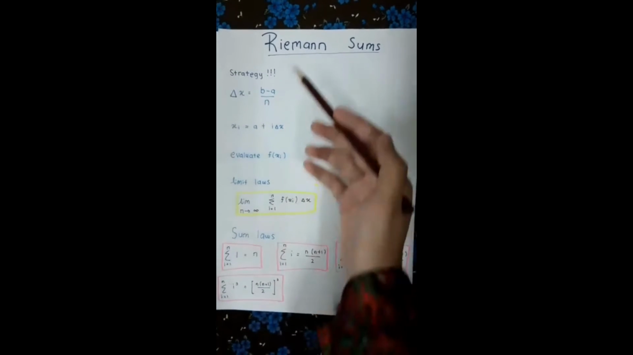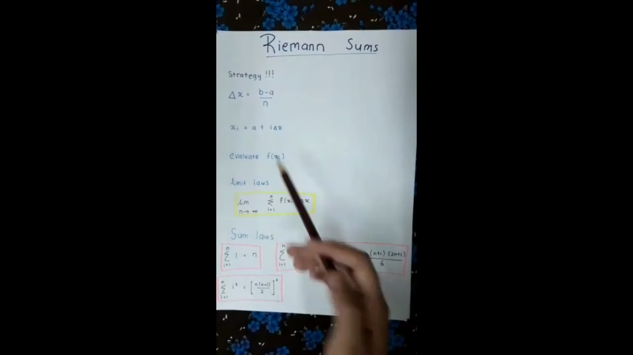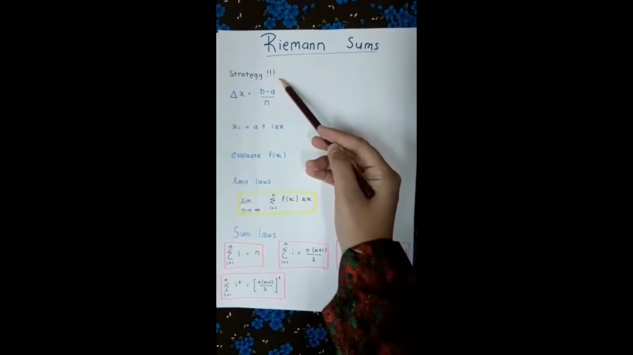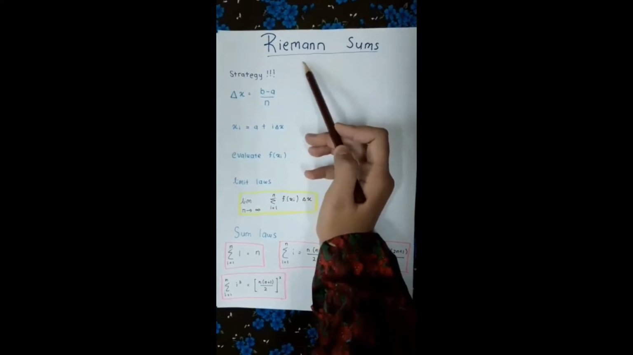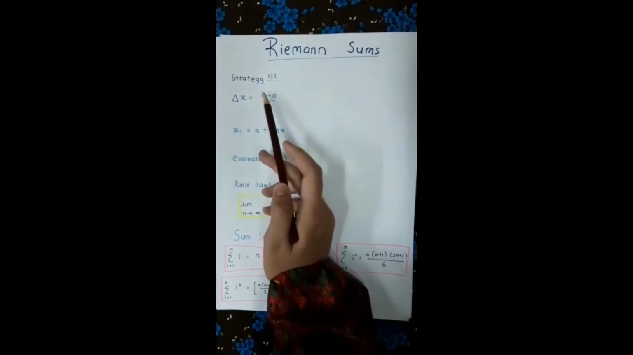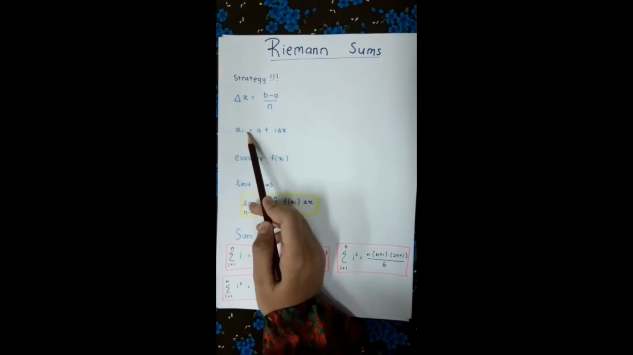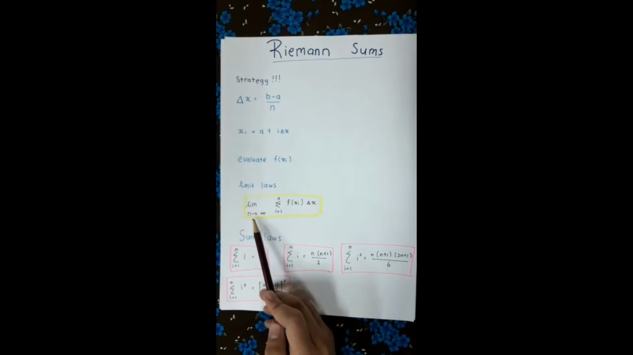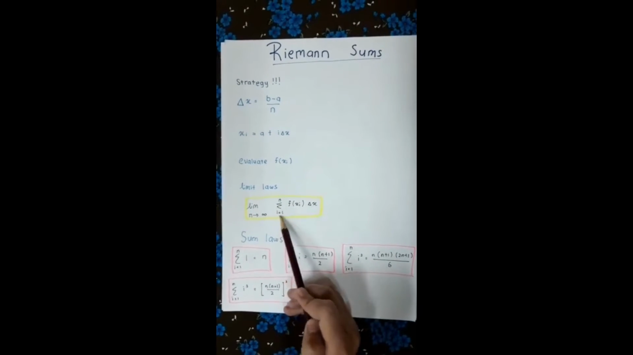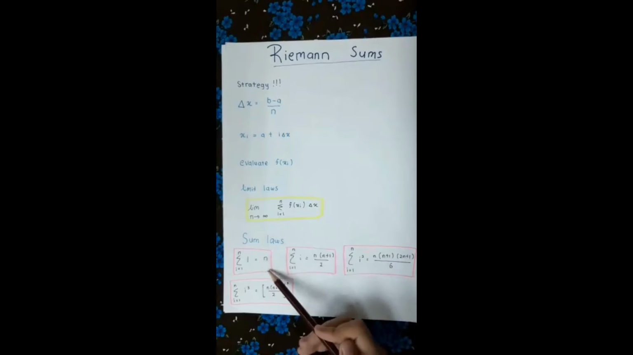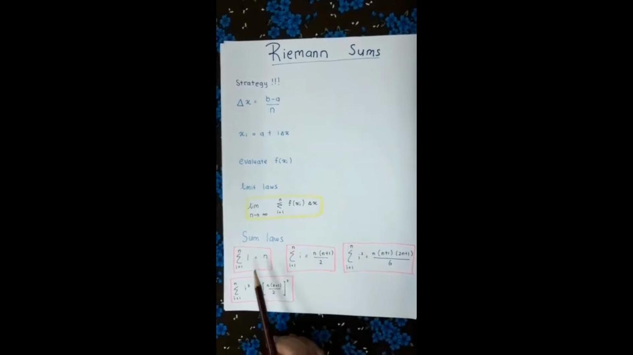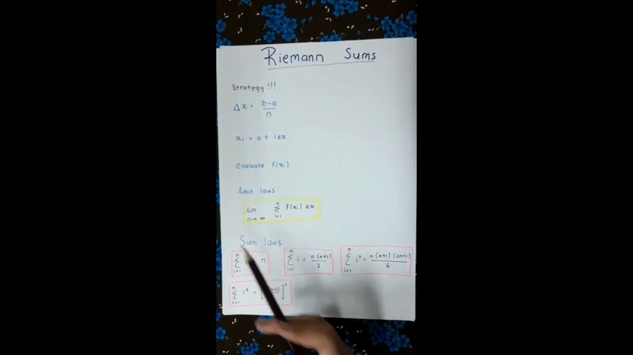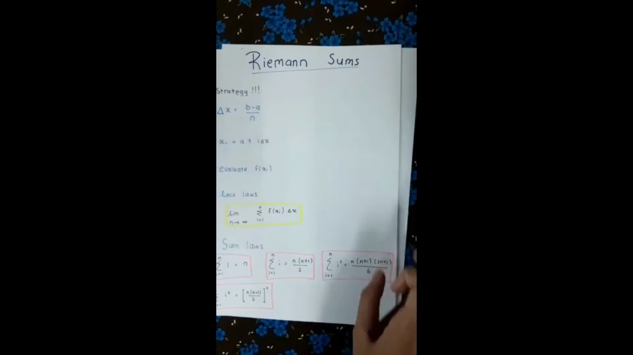Before we go to the first example, I would like to explain we have actually 5 strategies to obtain the final answer using the Riemann sum. The first one, we must find the delta x. The second one, we must find xi. Third one, f(xi). Fourth, we must use the limit law, which is limit n approaches infinity, summation of i equals 1 to n, f(xi) delta x. And the final one is the sum law. We will explain in detail about this during our first example.